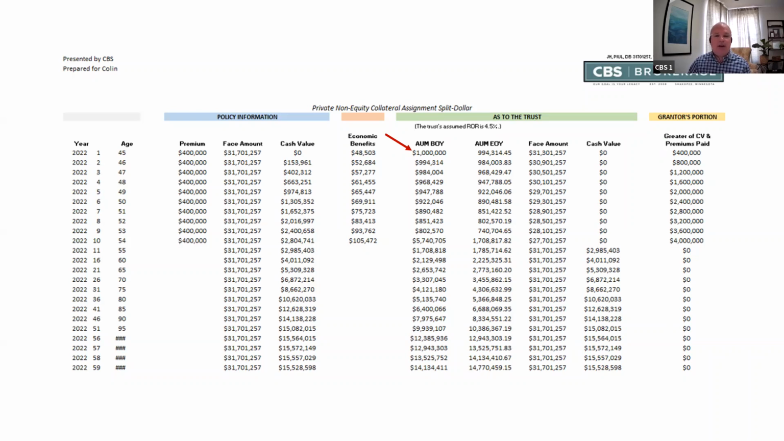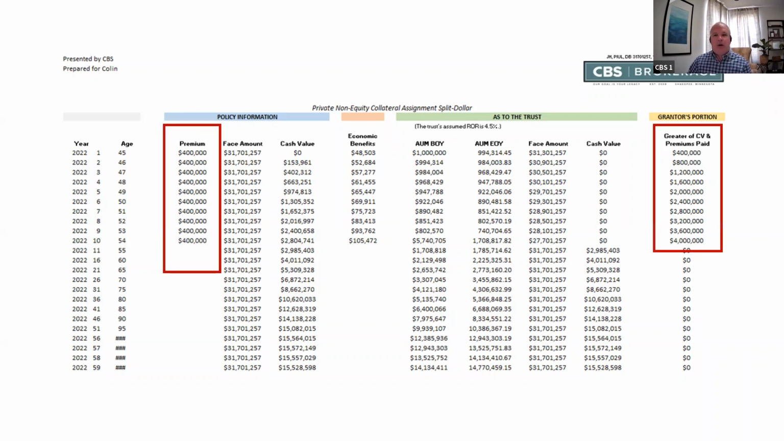And because he's going to sell in 5 to 10 years, I'm showing a liquidity event in the future. The premium's $400,000 a year. He's advancing that to the trust, and it purchased a $31 million policy, taking care of his estate tax liability. As you can see on the right, the grantor, Colin, is owed the greater of the premiums paid or cash surrender value. In this case, the premiums paid are higher than the cash value, therefore that has to be returned to him.